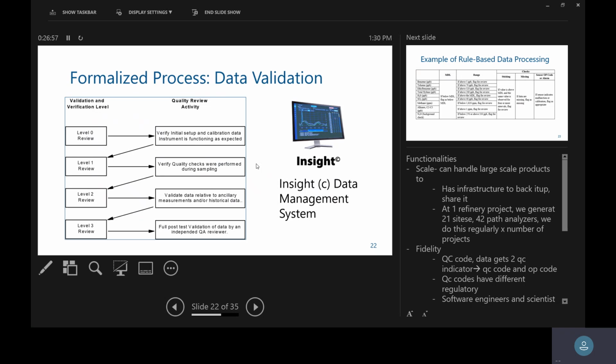Then there are very automated alerts, where analysts will separately look at an alert process and decide whether that's some kind of failure mode or whether it's real or not. But ultimately, the objective is to get down to this level 3 review. This is, by the way, the formalized EPA process, level 0 through 3. And so we follow that process.